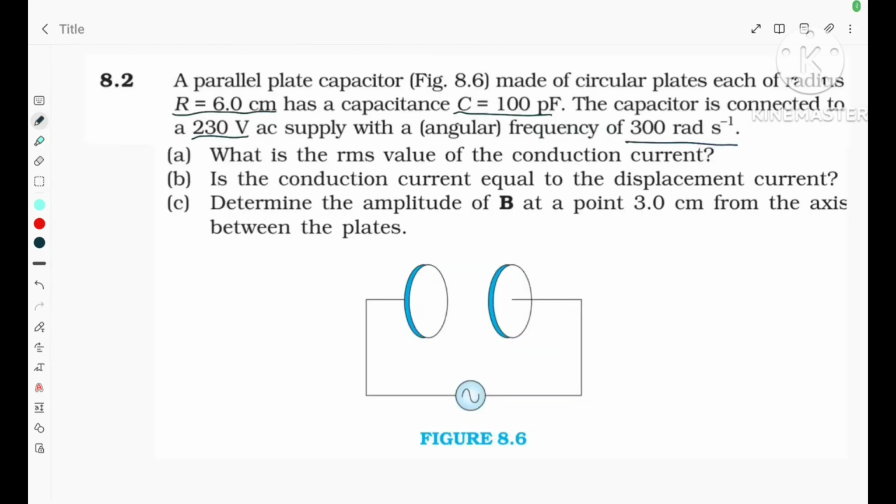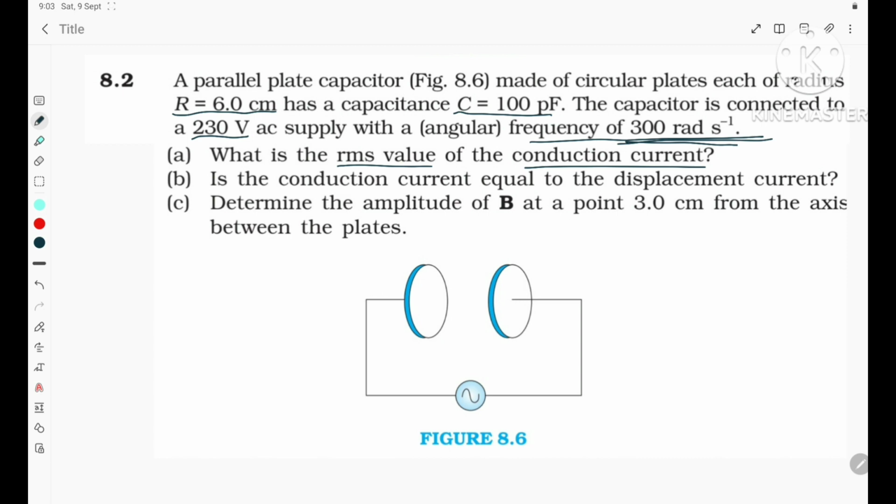Yes, in this question they are asking a parallel plate capacitor made of circular plates, each of radius 6 centimeter and capacitance 100 picofarad. The capacitor is connected to 230 volt AC supply with an angular frequency of 300 radian per second, isn't it? So what are they asking? The question is, what is the RMS value of the conduction current? So first we have to write the input data.